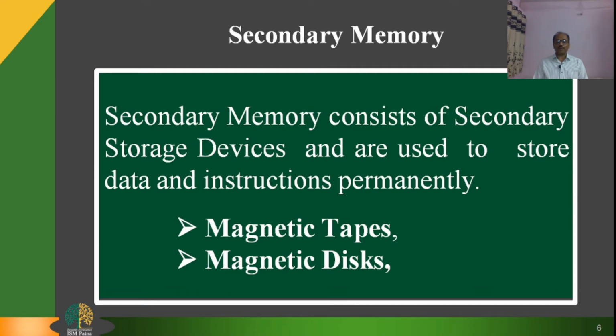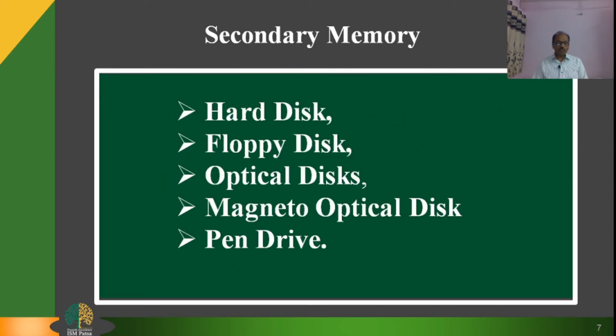The disks are made of rigid materials or flexible plastic materials. The hard disk, which is inside the computer system, is made of rigid material, and the flexible plastic material is like the floppy disk, compact disk, etc. So, in the secondary memory category, we use various types of disks.